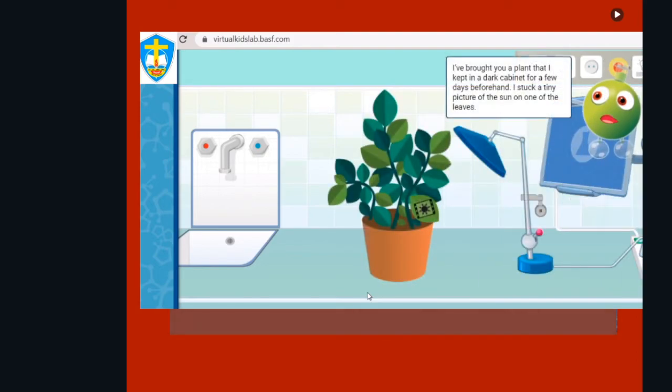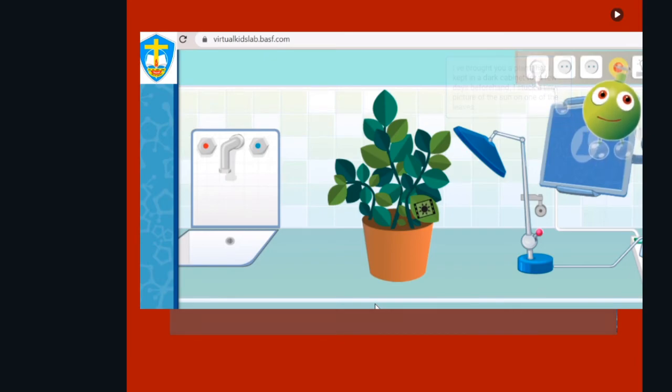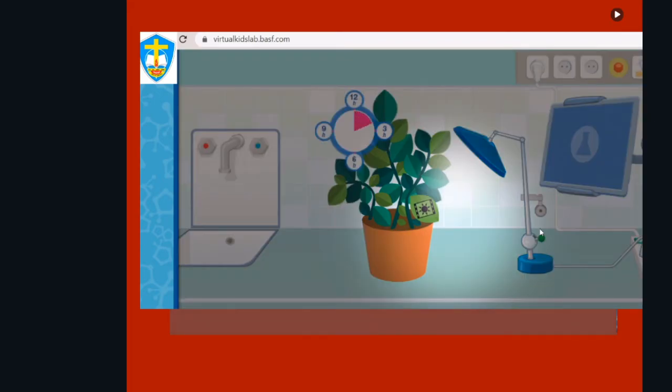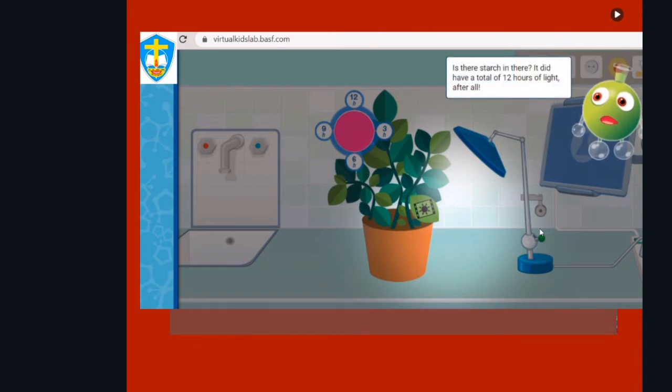I've brought you a plant that I kept in a dark cabinet for a few days beforehand. I stuck a tiny picture of the sun on one of the leaves. We'll now place this plant under our lamp and give it some light for a little while. Is there starch in there? It did have a total of 12 hours of light after all.